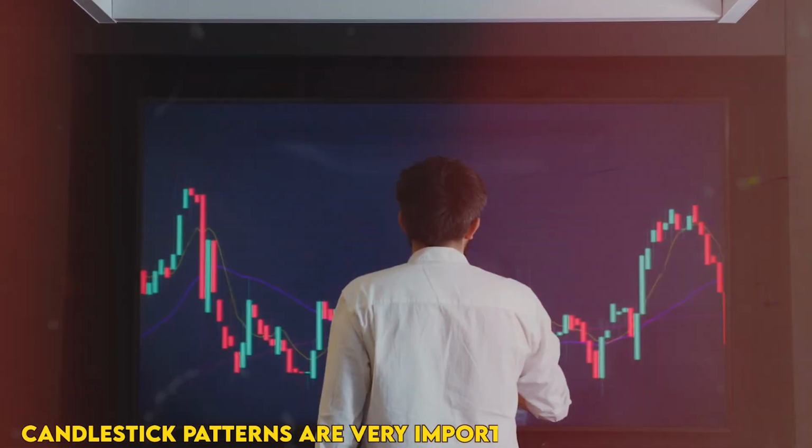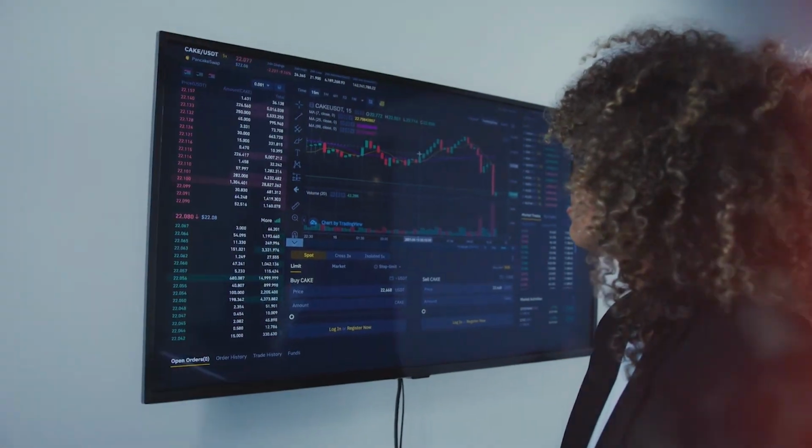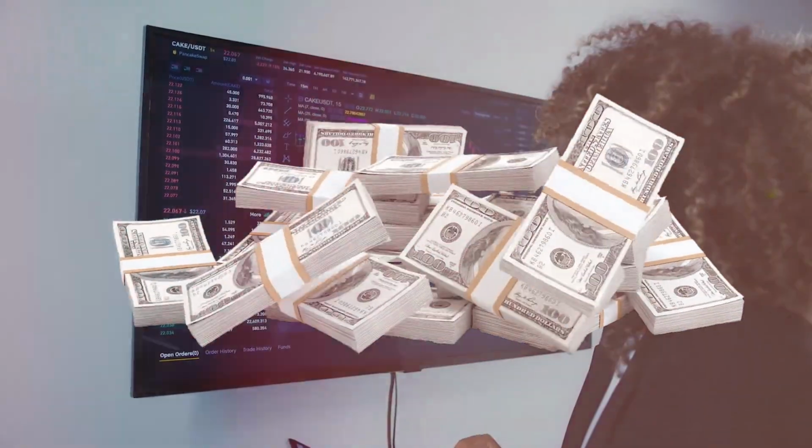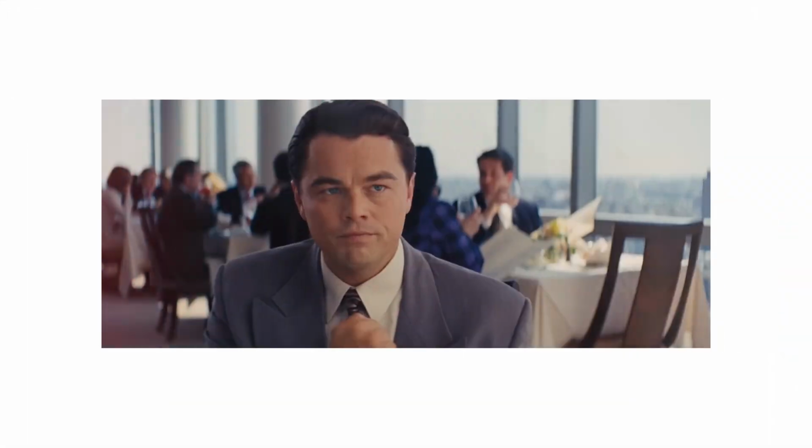Candlestick patterns are very important in forex trading because they give traders great insights into market moods and anticipated price moves. Here's how candlestick patterns might help you forecast market changes in forex trading.